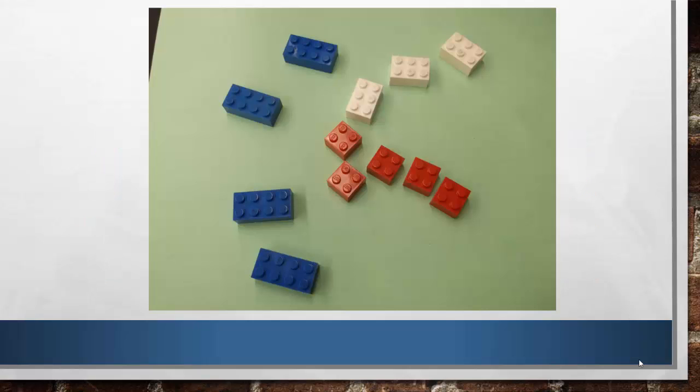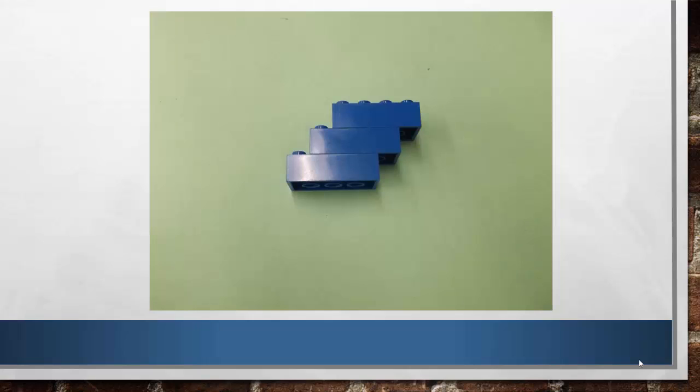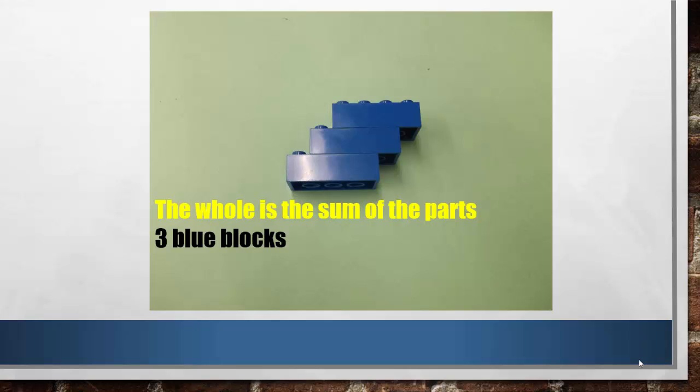It turns out that an individual blue Lego weighs 2.24 grams, an individual white Lego weighs 1.76 grams, and an individual red Lego weighs 1.16 grams. So if you put 3 blue Legos together, what should it weigh? Remember, the whole is the sum of the parts. What are the parts? 3 blue blocks. Each block weighs 2.24 grams. So when you multiply those together, you get 6.72 grams. So I predict that this will weigh 6.72 grams.